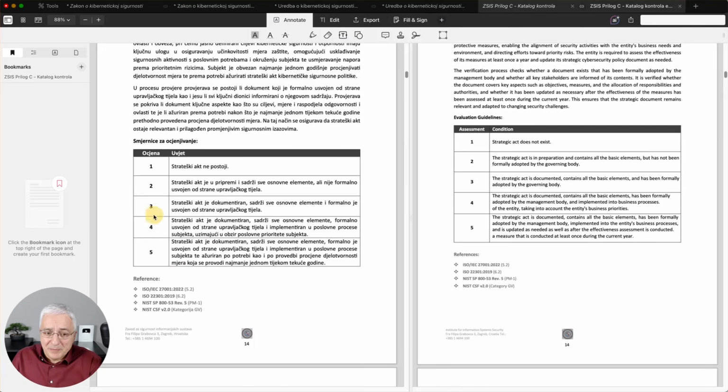So it is defined what is the maturity of this particular control. Maturity number 1 would be that this document does not exist at all, and number 5 would be that this document exists, contains all the mandatory elements, has been adopted, implemented, updated as needed, effectiveness is assessed, this kind of thing. So this is really about the maturity of this control. And what is interesting, you also have these references to ISO 27001, 22301, which is a business continuity standard, then NIST SP 800-53, and also the NIST cybersecurity framework.